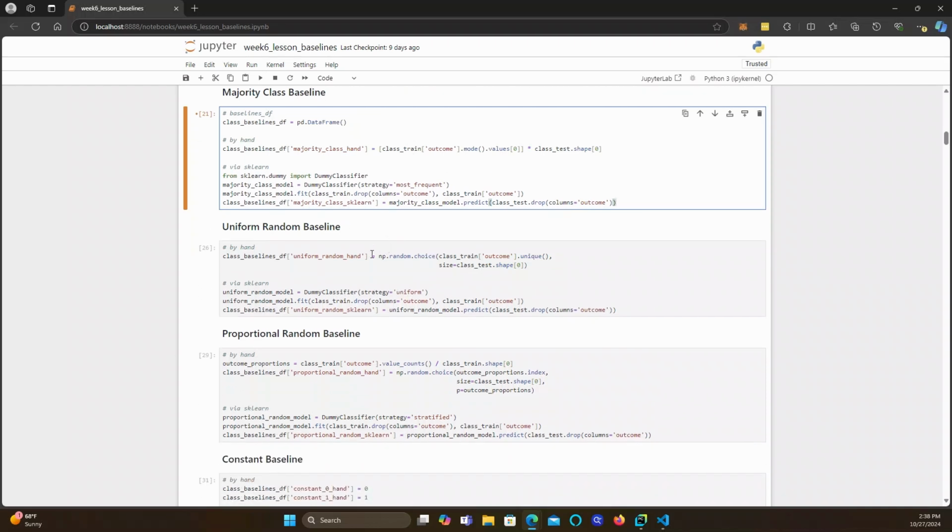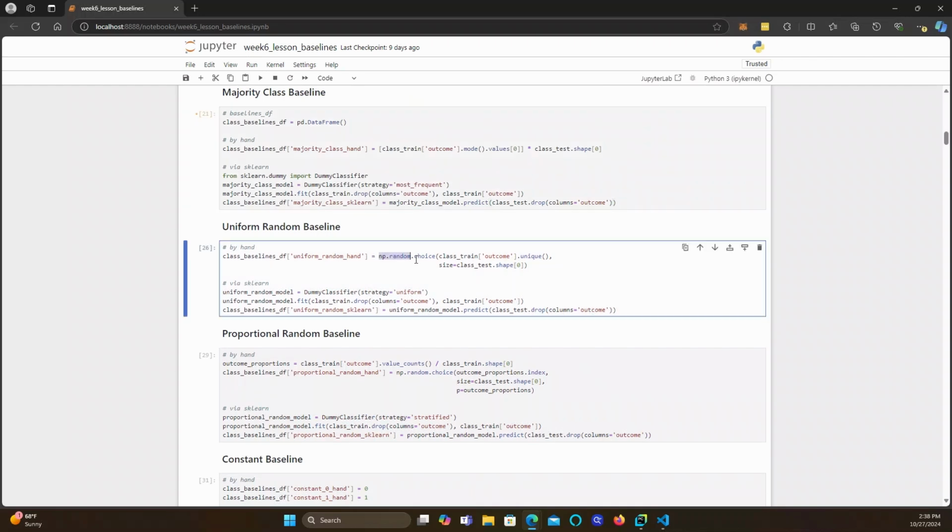Next, fitting a uniform random baseline. You can do this by hand using numpy.random.choice. I'm choosing from the unique values of the outcome, and I'm just choosing the same number as the test size. But the dummy classifier can do this too. In this case, it's DummyClassifier with the strategy equals uniform. When we fit it, it's just going to calculate the probabilities, really. But you fit it just like any other model, and you use the prediction just like any other model, and that's just going to randomly assign observations to each class with the same probability.